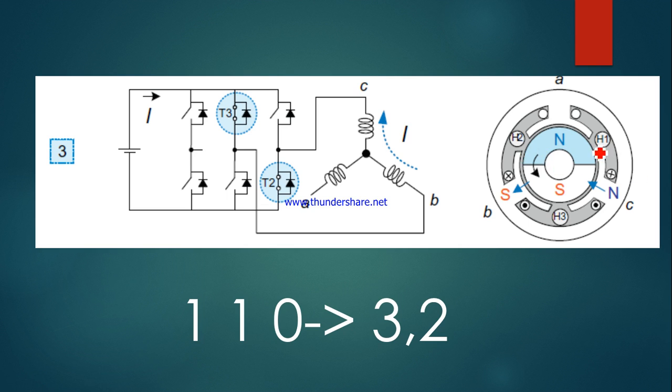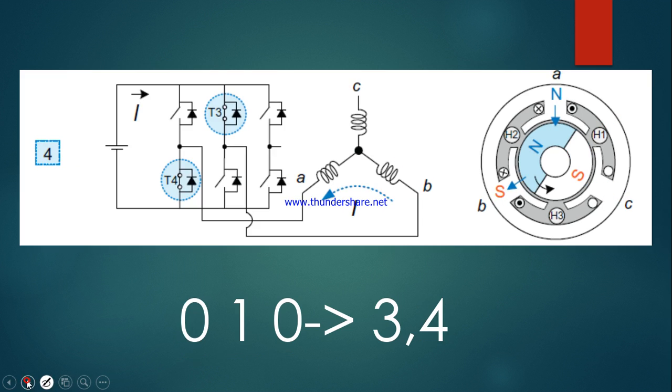Now in this case, the north pole is nearer to H1 and H2. So that means H1 and H2 should be 1 and H3 is 0. That time I am switching 3 and 2. So my current is flowing like this. My B pole will become south and my C pole will become north. So again, this north pole will attract the south pole, it will rotate. You see, it has rotated to the next position.